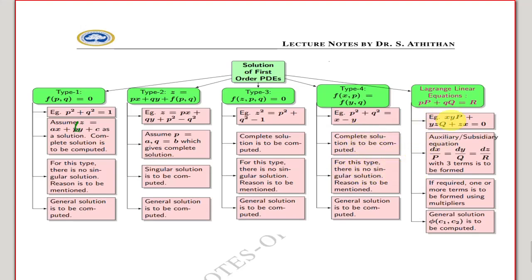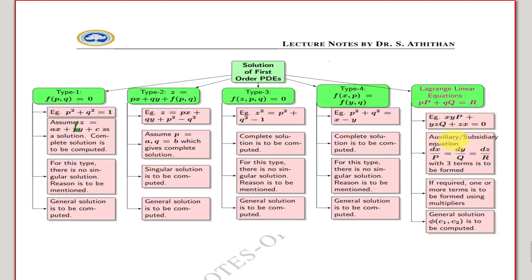And the Lagrange linear equation has a separate methodology, because it does not come under these types. It is a linear equation. One such form is given here: xy p plus yz q equals zx. Actually, I didn't write anything here for p, I just wrote capital P. Actually xy is capital P, yz is Q.